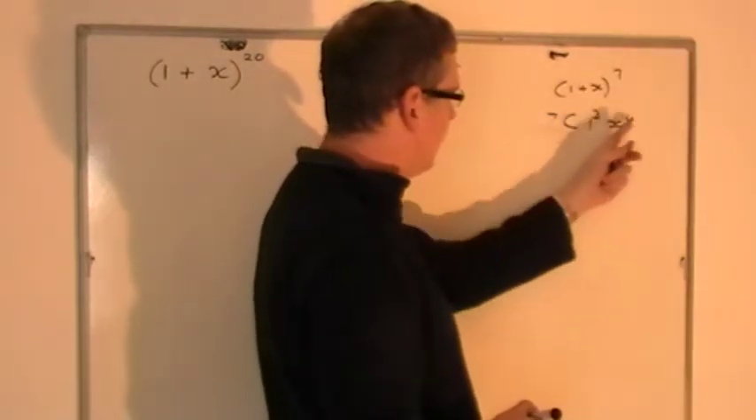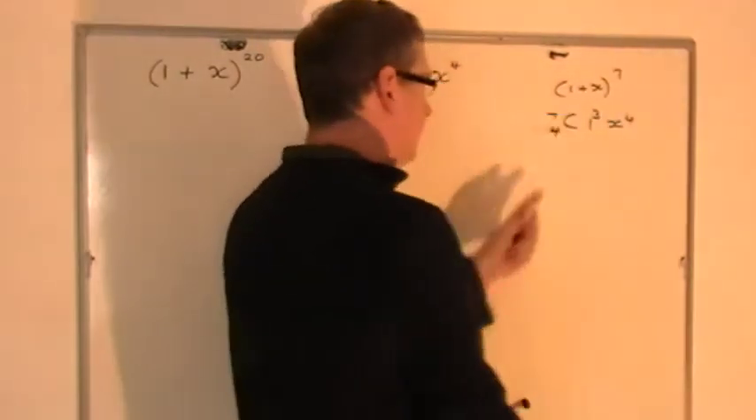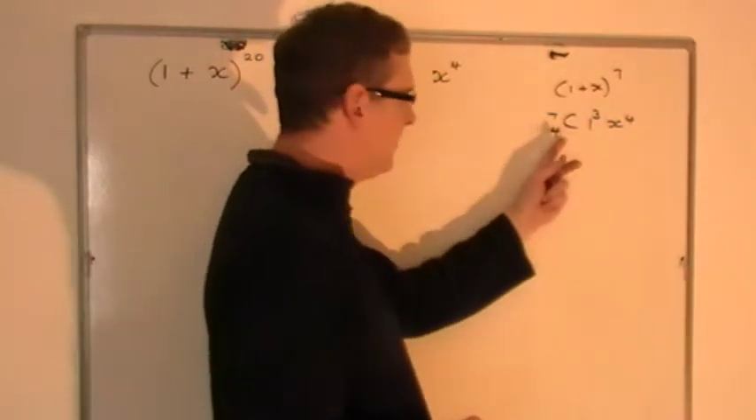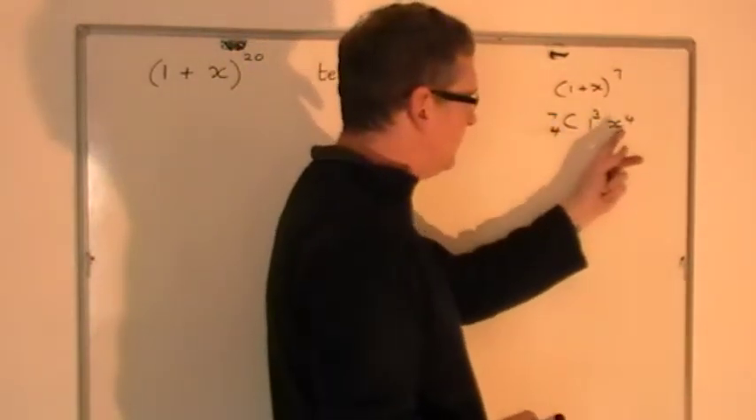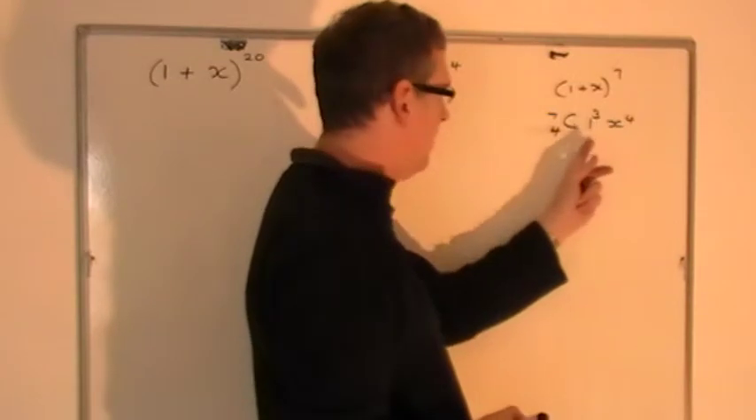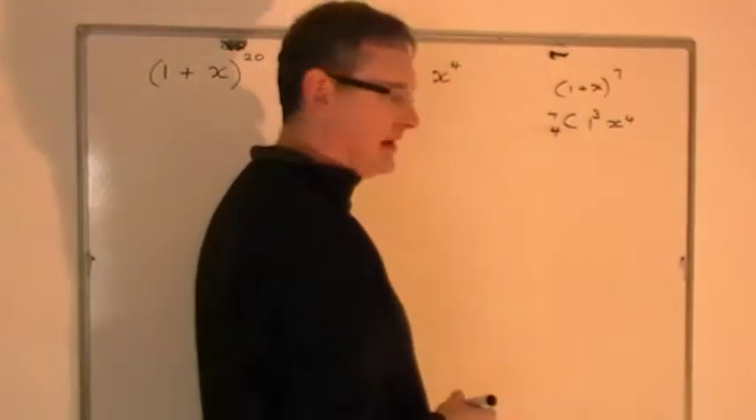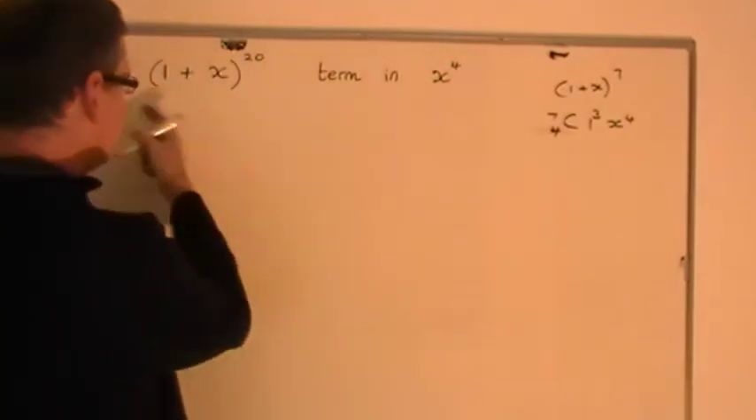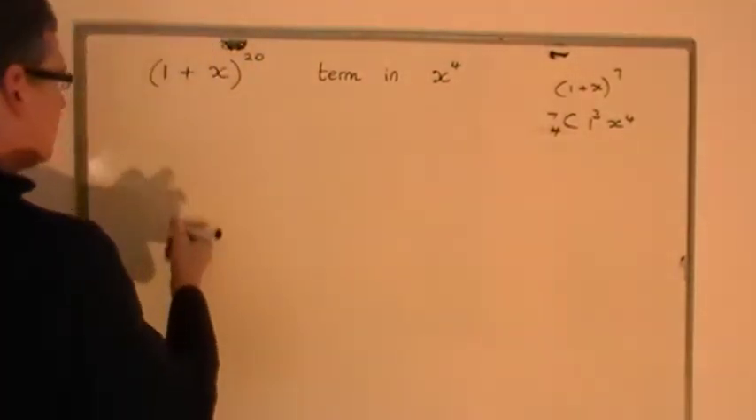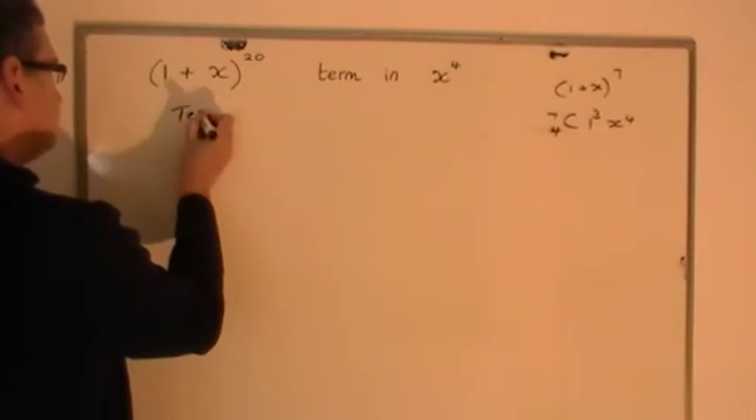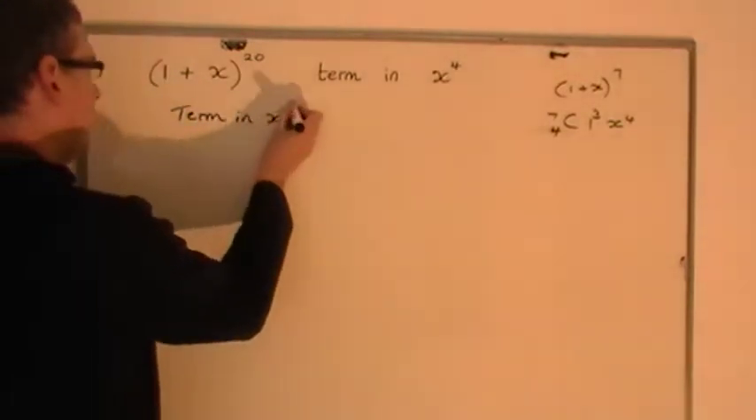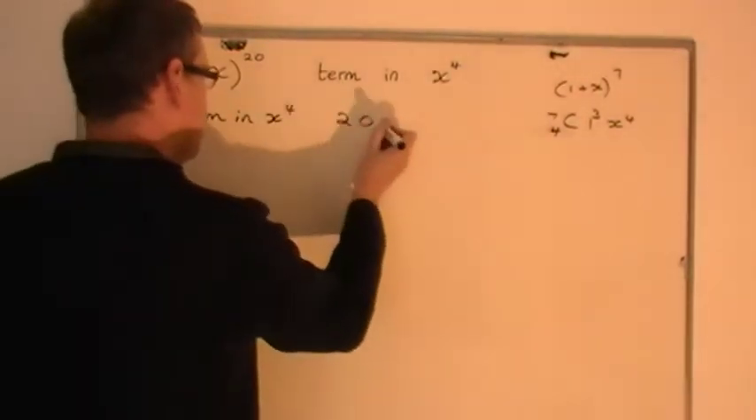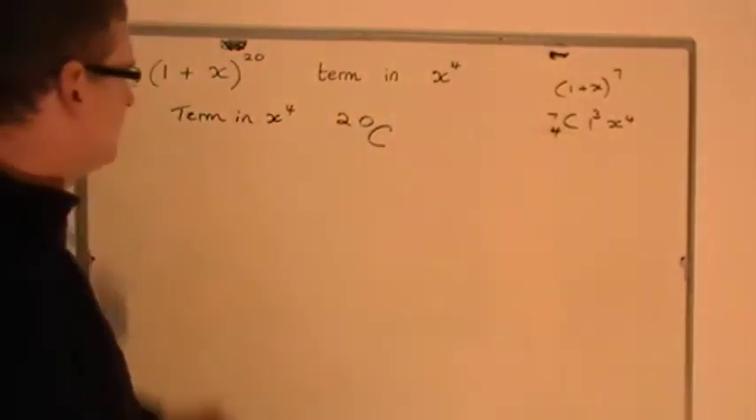And remember, if that is x to the 4, then the choose value would be the same as it. 7 choose 4 would be the equivalent choose value to go with x to the 4 there and 1 cubed there. So that's basically how you figure out which term it is we're talking about. So in this particular expansion, 1 plus x to the 20, you know that the term in x to the 4 will be, well, it must be 20 choose something because it's power 20.